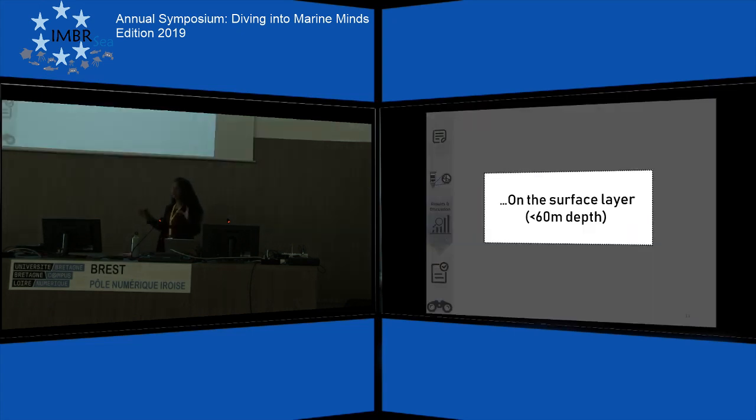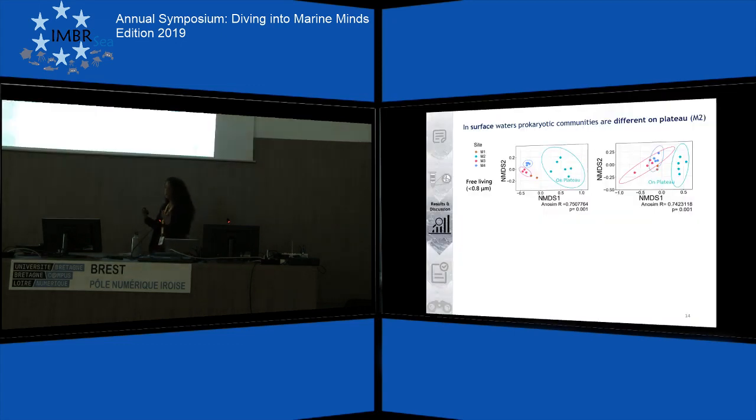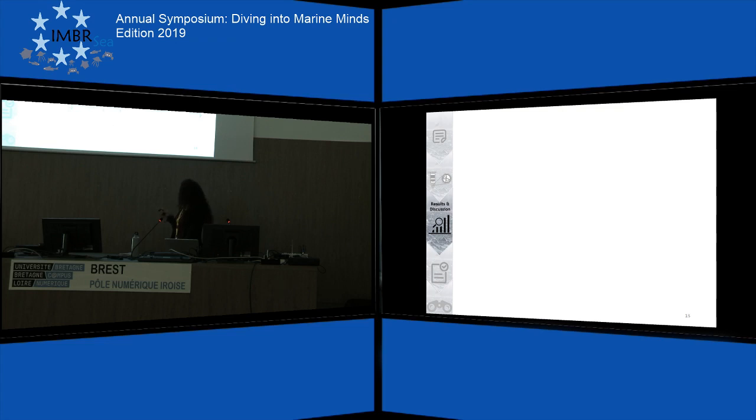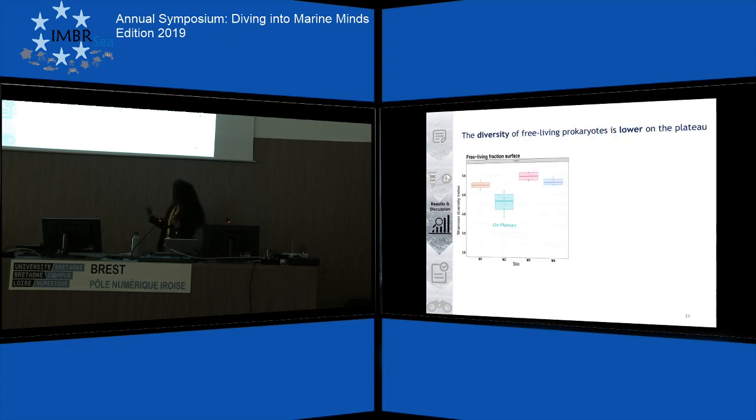Now, if we focus only on the surface, that is 10 meters depth and 60 meters depth, we saw that the free-living communities, the samples that were over the plateau, are different from the ones that were outside of the plateau. And this is for the free-living and the particle-attached ones. Also, they are different in terms of, for example, diversity.